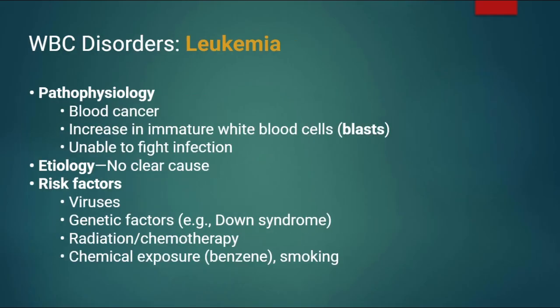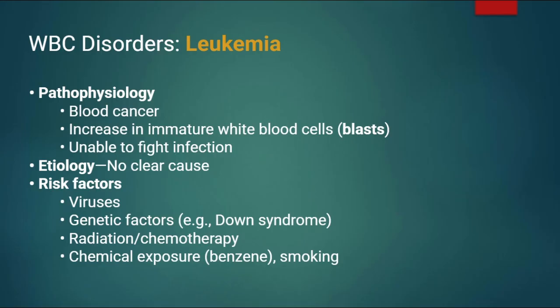Leukemia is a type of blood cancer that starts in the bone marrow, where blood cells are made. In leukemia, the bone marrow produces large numbers of abnormal, immature white blood cells called blasts. These cells take up space in the bone marrow but do not function normally. Because of this, the body cannot fight infections effectively.